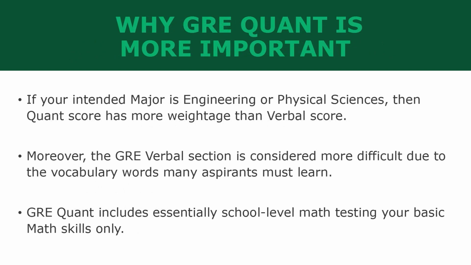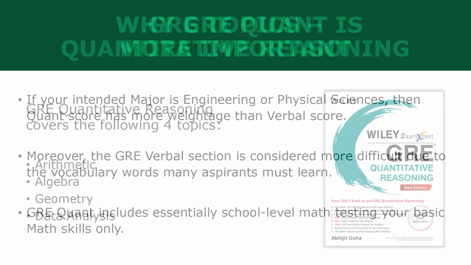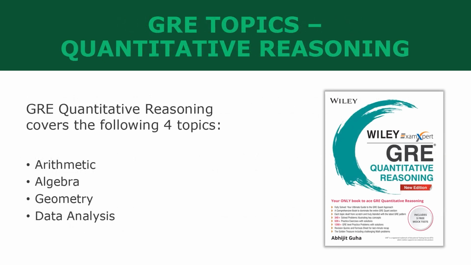Let us understand the importance of quant score over verbal score in the GRE test. If your intended major is engineering or physical sciences, then quant score has more weightage than verbal score. Moreover, the GRE verbal section is considered more difficult due to the vocabulary words many aspirants must learn. GRE quant includes essentially school-level math, testing your basic math skills only. In view of the importance of GRE quant in scoring high in GRE test, and also getting admissions into dream schools, we further get an insight into the topics asked in GRE quant reasoning.